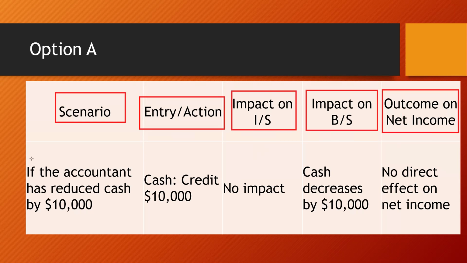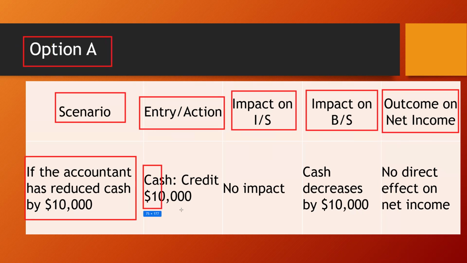First, if the accountant has reduced the cash by $10,000, that's option A. If he found out he had a higher cash balance, maybe he's a person who is dealing with the cash and found a deficit in the books of accounts, in the bank or petty cash, whatever it is, they made an adjustment, but it doesn't have any impact on the income statement. So that's the reason, no impact.